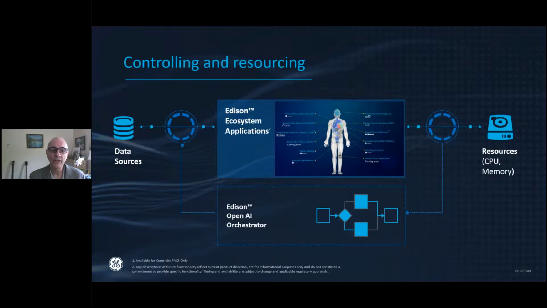And to achieve this, the Edison OpenAI Orchestrator uses rules to determine the optimal sequence of AI processing of exams coming into the PACS and assigns them the computing resources they need. It also enables the system to quickly reallocate those resources when needed, such as for immediate processing of exams from the ED, for instance, in the case of trauma or stroke.